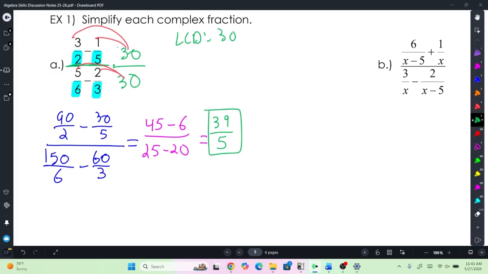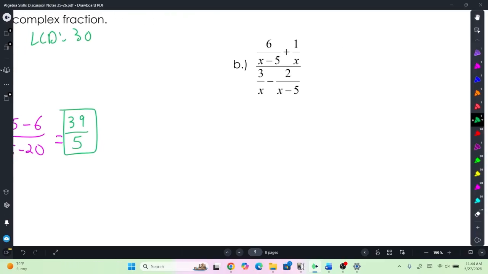So this process looks pretty messy because we're multiplying a lot of things by that 30. But the reason we do that is because then all these small fractions can be reduced. And once we reduce all the smaller fractions, then it becomes a simple subtraction or addition problem, and then we have to see if we can reduce the fraction at the very end.